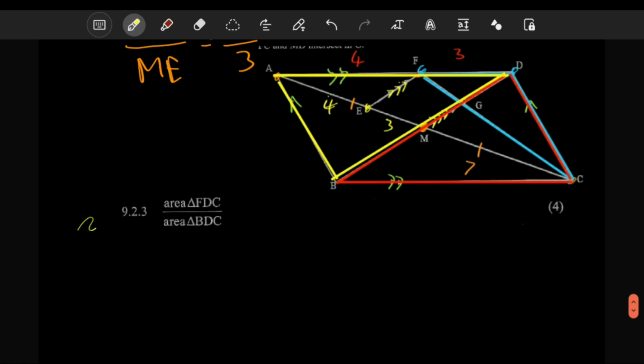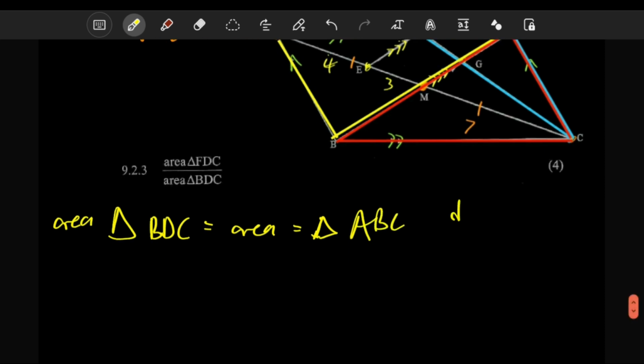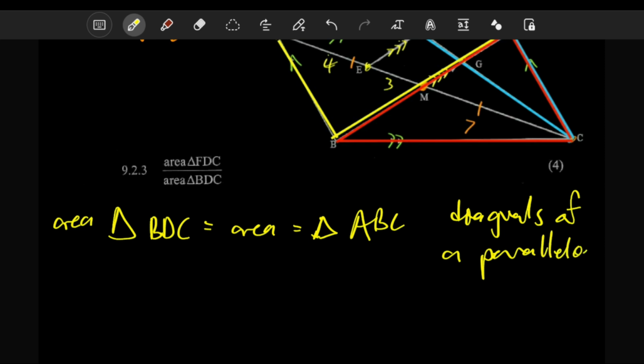Here we're going to say that the area of the triangle, we can do the yellow one first, the yellow one is BDC. The area of triangle BDC is equal to the area of the triangle, the red one, we can call it triangle ABD. They're equal. The reason is diagonals of a parallelogram.